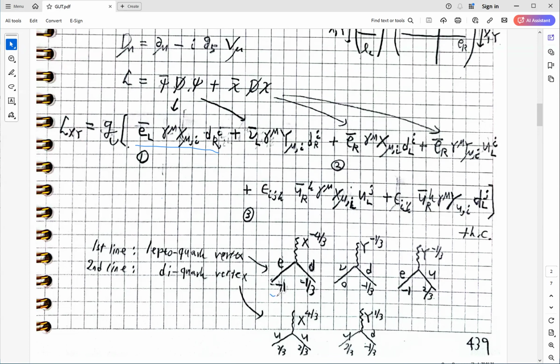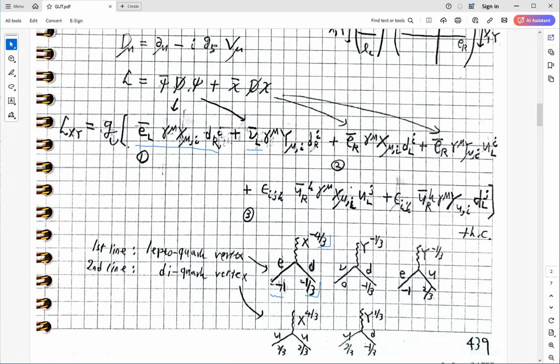We already know that the electric charge of this fermion, for example, the electron is -1 and the down quark is -1/3, so the X gauge boson is -4/3. This corresponds to the electric charge, and the X gauge boson is the matrix entry. So there is always consistency for electric charge conservation, and also for the other vertex.